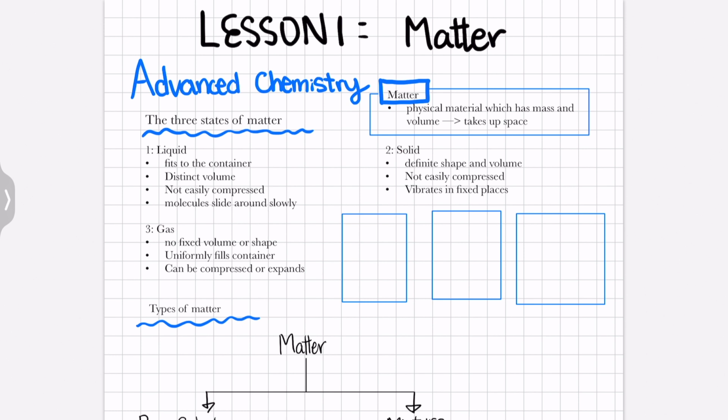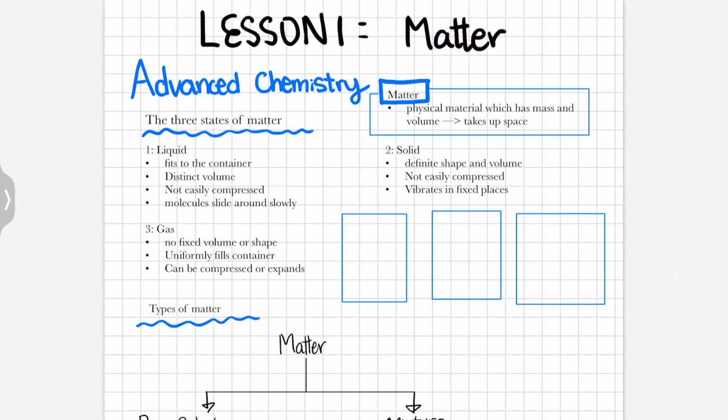Welcome to Lesson 1 of Advanced Chemistry. Today, we'll be discussing matter. Matter is a physical material which has mass and volume, basically taking up space in our Earth. The three states of matter include, number 1, a liquid.